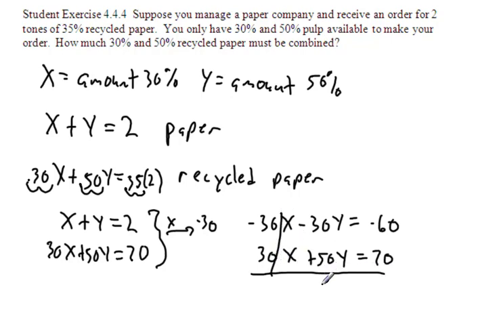The x's cancel. We'll get 20y is equal to 10. Divide both sides by 20, and we'll know that y is going to be equal to 1/2 or 0.5 tons.